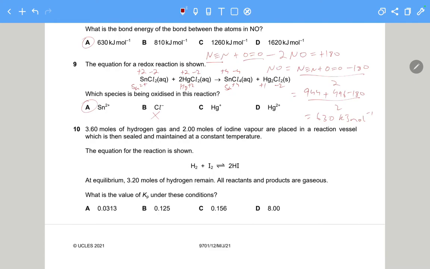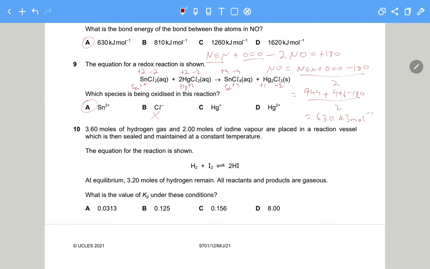Question 10. 3.60 moles of hydrogen gas and 2.00 moles of iodine vapor are placed in a reaction vessel, which is then sealed and maintained at a constant temperature. So they've given us the equation for the reaction. At equilibrium, 3.20 moles of hydrogen remain. All reactants and products are gaseous. Right. What is the value of Kp under these conditions?